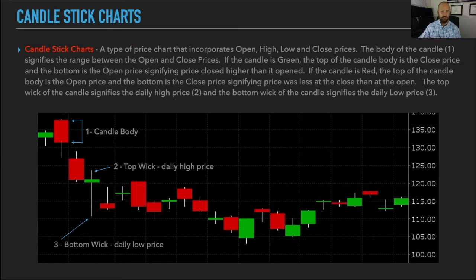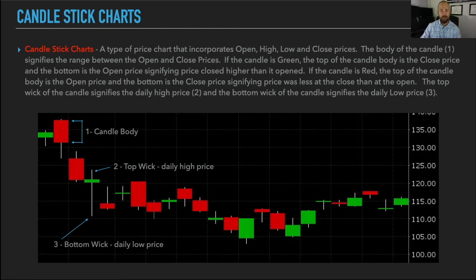So each of these candles represents one time period, usually one day. The candle body tells you the open and close prices. If the candle is green, that means price closed higher than it opened, meaning it was an up day. And in this instance, the bottom of the candle body is going to be the open and the top is going to be the close price.